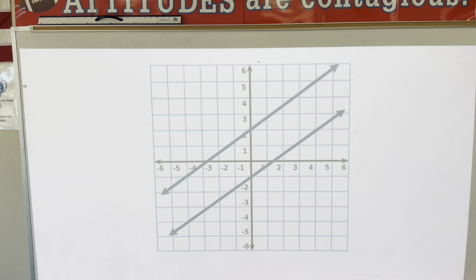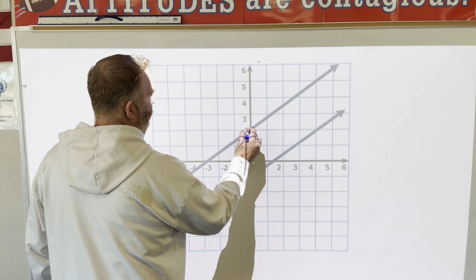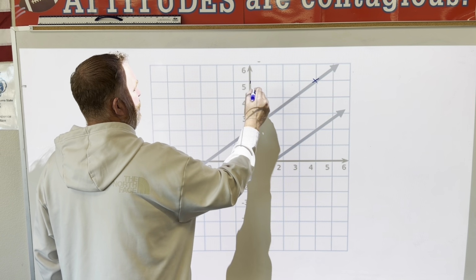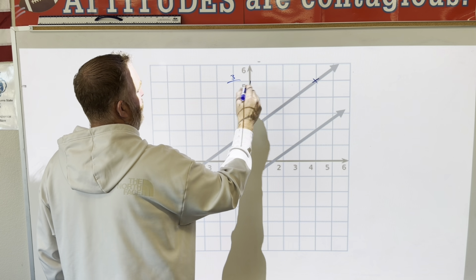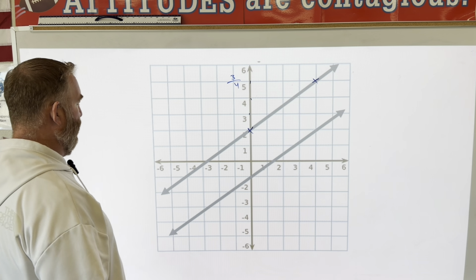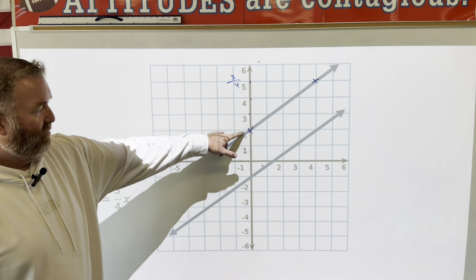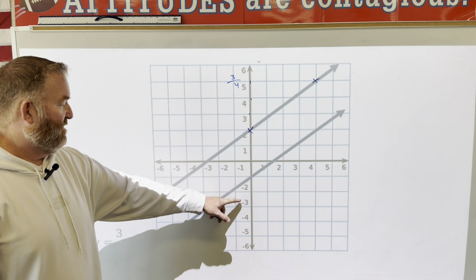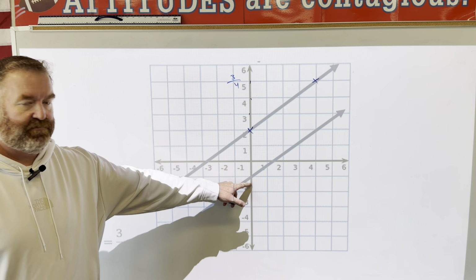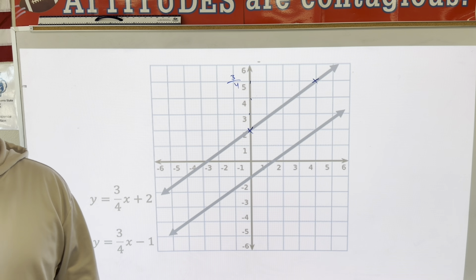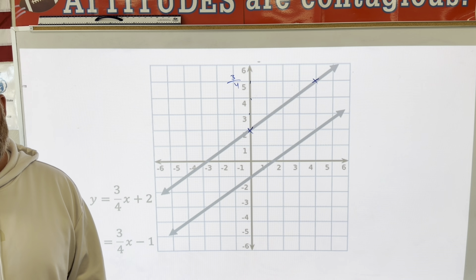Okay, so let's find this slope real quick. I want to show you. If this is my point, here's another point. How many up? 1, 2, 3. So this went up 3, and then over how many? Up 3 and over 4, right? So my equation for this would be 3/4 x plus 2, because it crossed at plus 2. This one's 3/4 x what? Minus 1. I want to give you a visual to understand what it means. Same slope, but a different y-intercept.